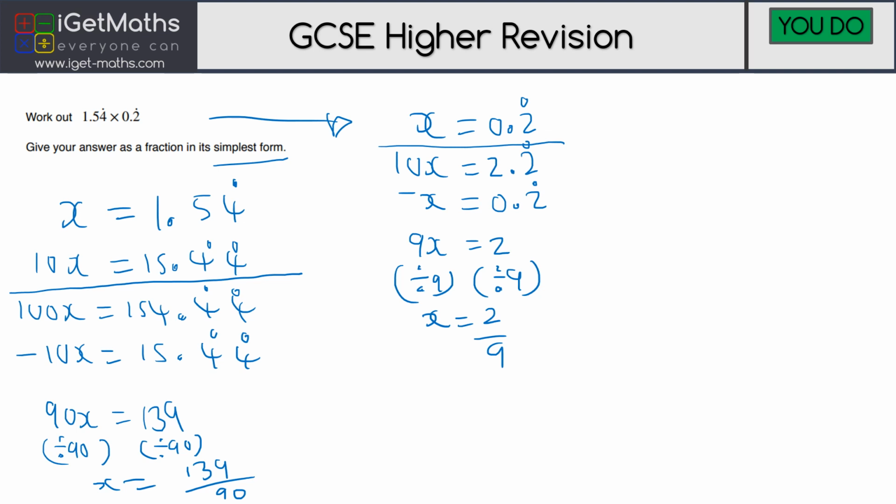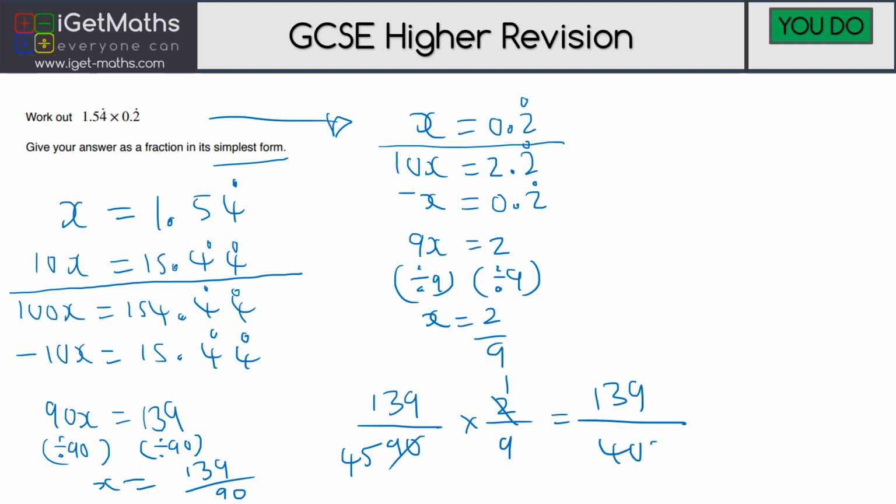Now, quite simply, you can multiply both the fractions. So we've got 139 over 90 times 2 over 9. And you can cross cancel because 2 is divisible by 2 once, and 90 is divisible by 2 45 times. So you've got 139 times 1, which is 139, and you've got 45 times 9, which you can use on your calculator, remember, will give us 405, and that is your final answer, and you're done.